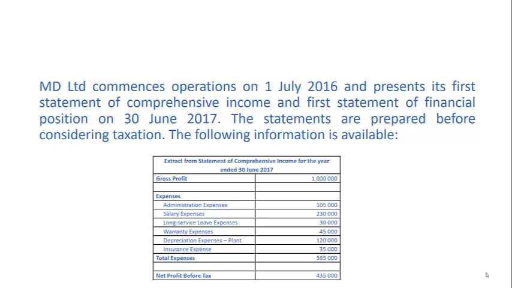The statements are prepared before considering taxation, and the following information is available. So you can see we start off with accounting gross profit. We have accounting expenses and accounting profit before tax of $435,000. You'll see that we have some expenses in there which may or may not be deductible for tax purposes or differently for tax purposes. For example, long service leave, warranty expenses, depreciation and insurance.